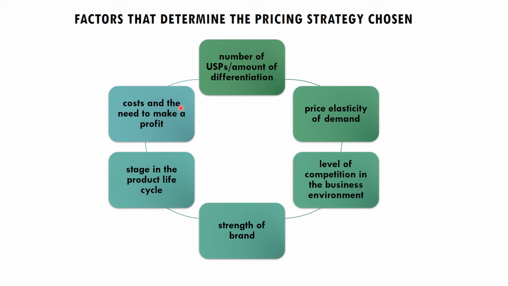For example, we've got the cost of making the product and the need to make a profit. We've got where the product is in its life cycle. So is it a new product? Is it in its very early stages, the latest technology, or is it coming towards the end of its life? We need to consider the strength of the brand, the level of competition, and also the price elasticity of demand. How responsive are customers going to be to changes in price? We might also finally consider how unique our product is or how well differentiated it is from the competition.